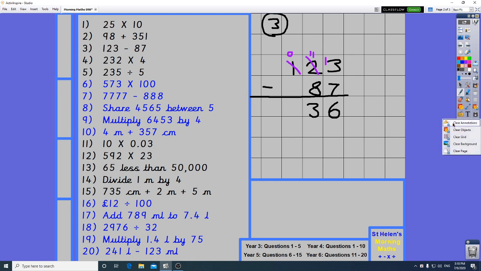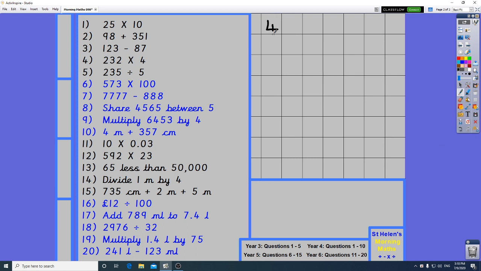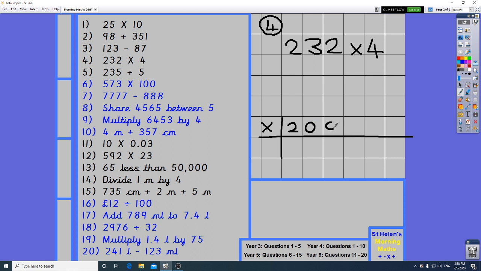Question 4. Multiplication, 232 times 4. Now I've done this in lots of ways. I'm going to start to just do the grid method now, because I've done a lot of the partitioning method. Really, I'd like us to be moving forward with the grid method, year 3s, at this point.